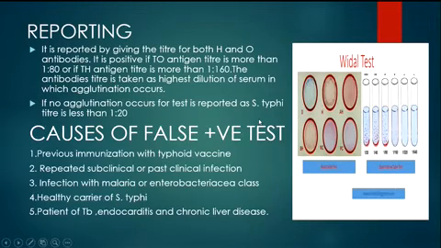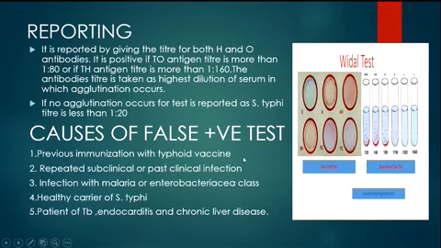The antibody titer is taken as the highest dilution of serum in which agglutination occurs. Now, if no agglutination occurs, the test is reported as Salmonella typhi titer is less than 1:20. Because this is the lowest dilution, we can report it as Salmonella typhi titer less than 1:20.